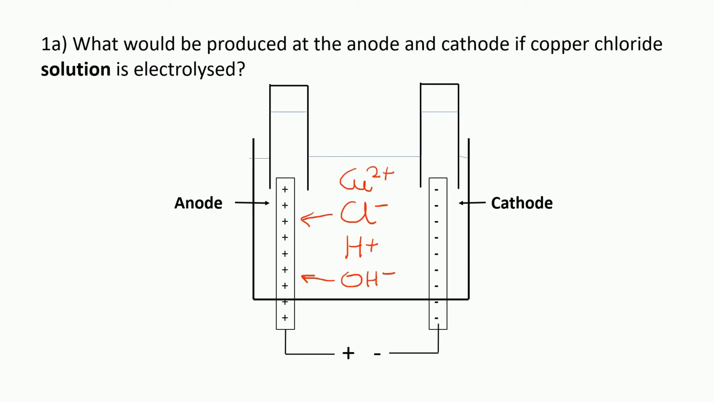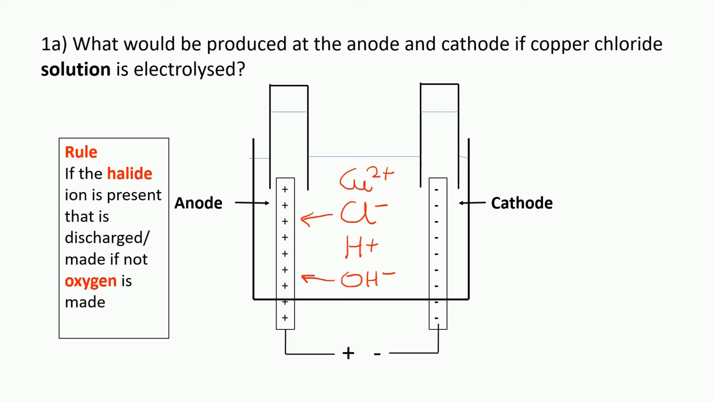So we need to remember the rule for the anode where we've got a solution. And the rule is if we've got halide ions, in other words halogens, that will be discharged or made. If we haven't got halide or halogens, then oxygen is made. Now in this case we can see we've got chloride ions, which is a halide ion. So that's the one that actually turns into something. So at this side, in this inverted test tube, we would have chlorine gas being made. Chlorine.